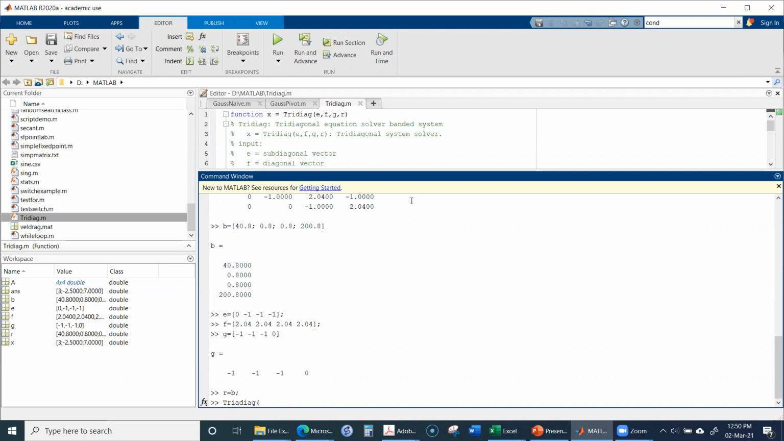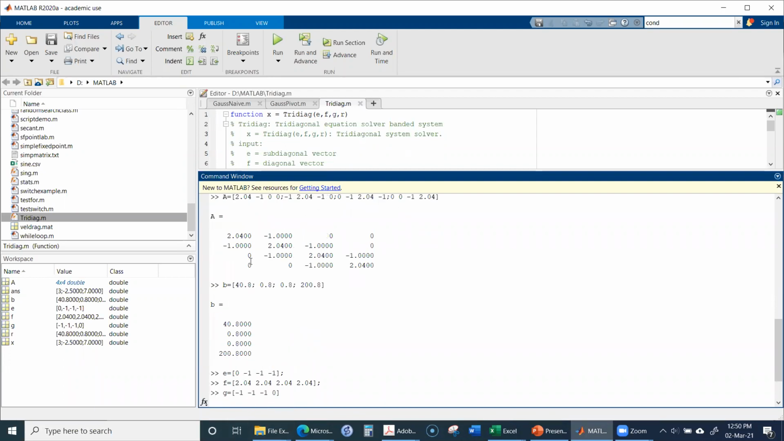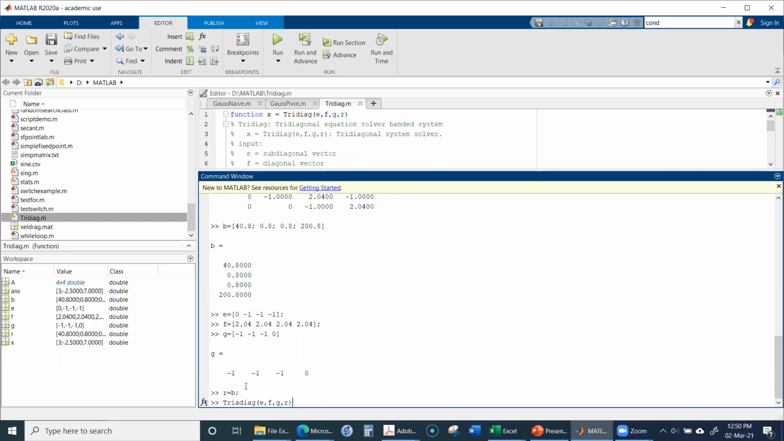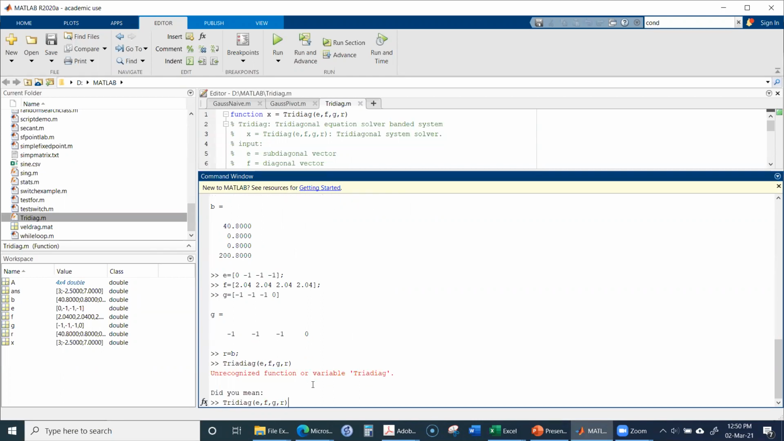Tridiag, and then I will put E, F, G, R, because all the values E, F, G, R I have already defined. So tridiag will give me the value.